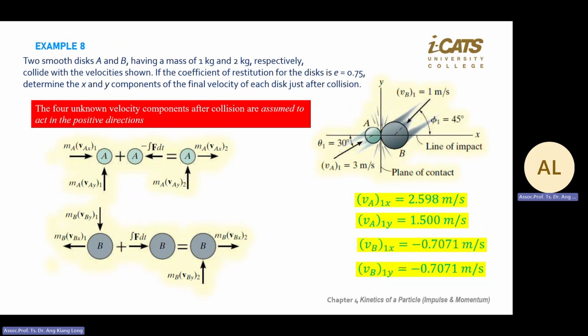The reason the textbook puts this direction is that it intends to get a positive answer. Because going up is positive and going to the right is positive, you want to get a positive value.